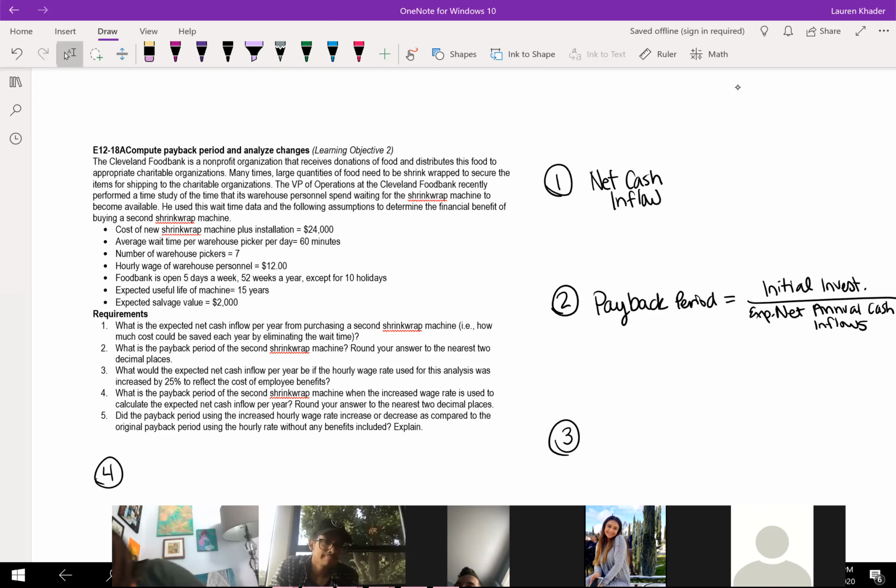For this second problem from chapter 12, this is a payback period problem, and it is worth 10 points. So we're going to work through exercise 12-18A.